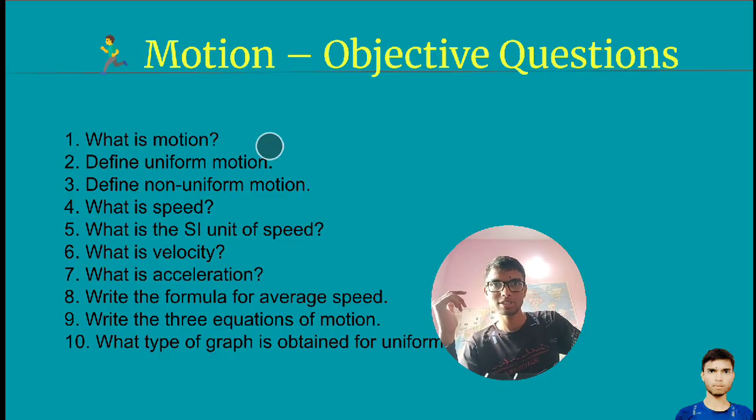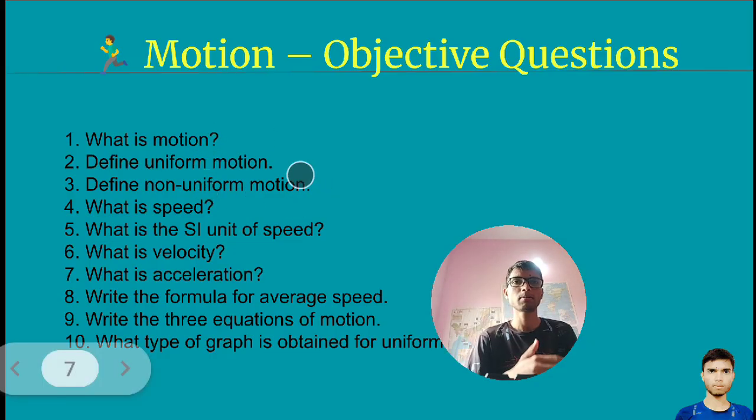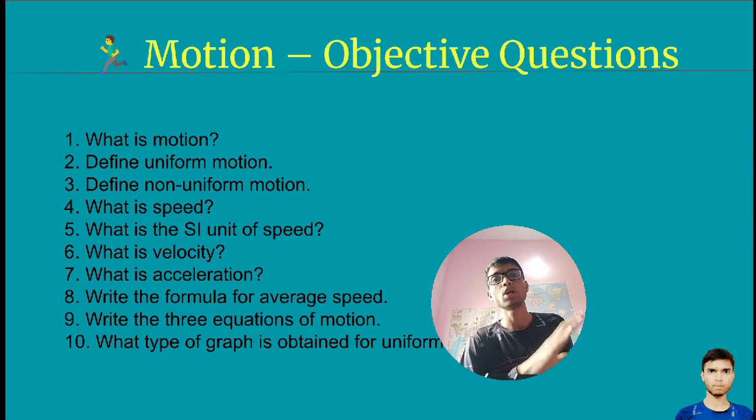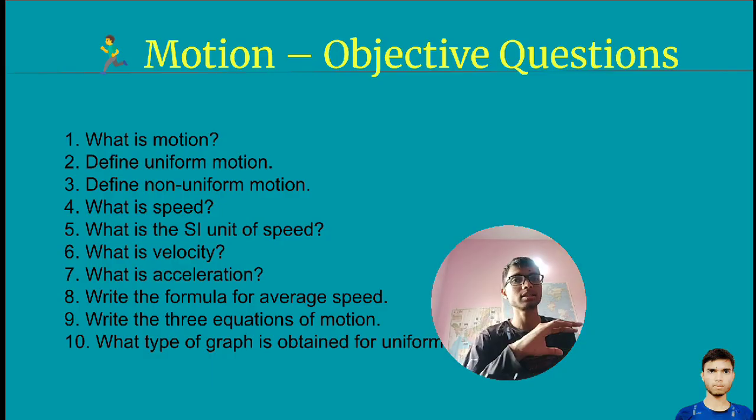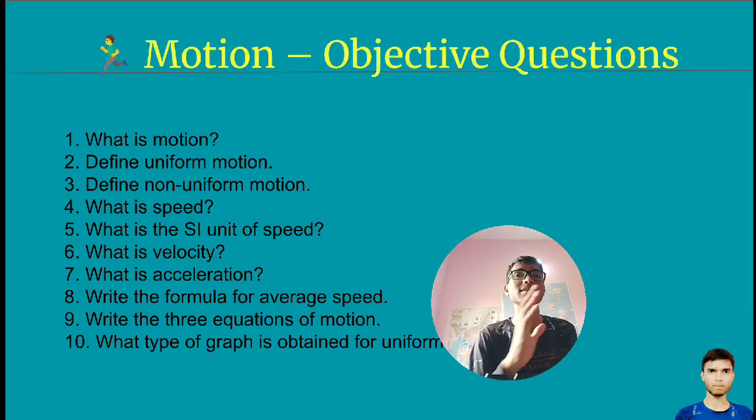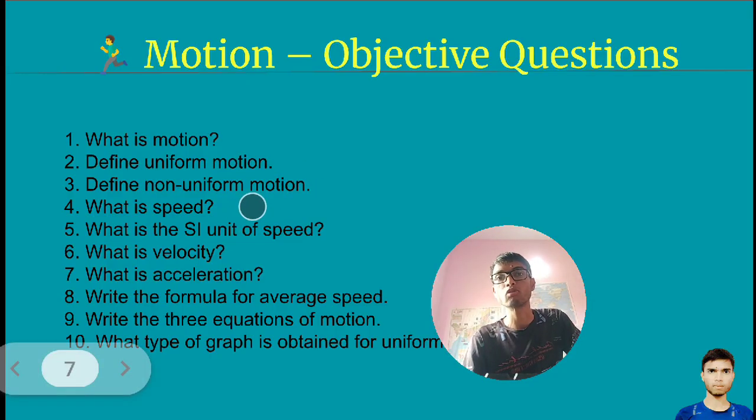Now next is non-uniform motion. Same here: if the distance is changing and time is the same, then we will consider this type of motion as non-uniform motion. Or if time is changing and distance is the same, then again we will consider this as non-uniform motion. And if both are changing, then still we will consider this type of motion as non-uniform motion. That's it. This was the definition of non-uniform motion.